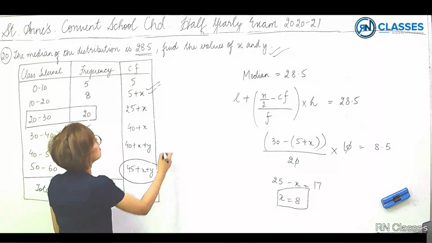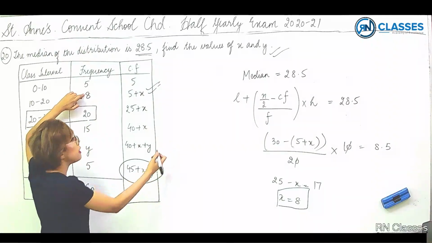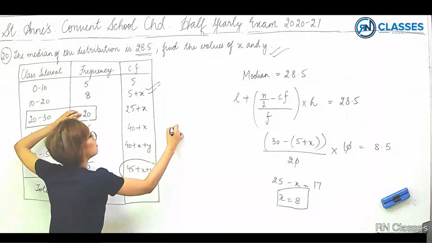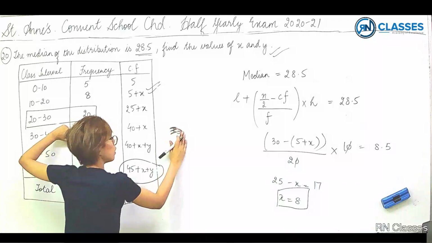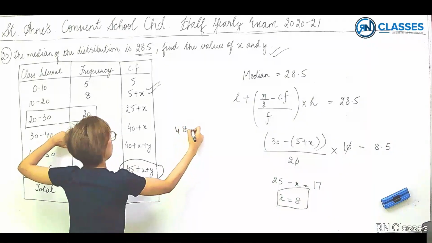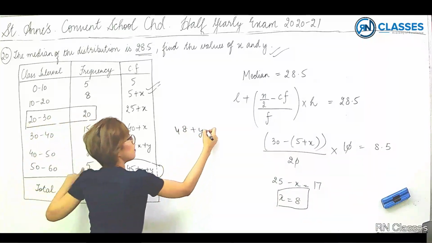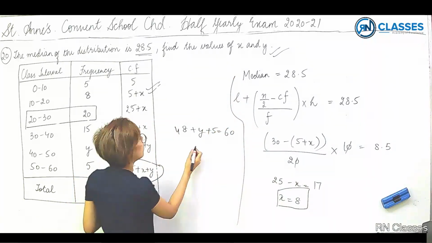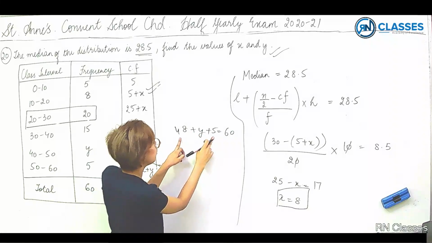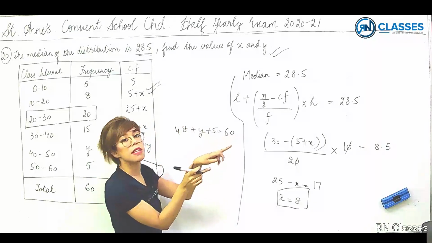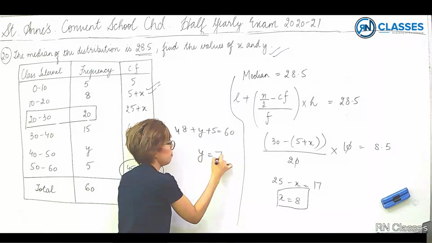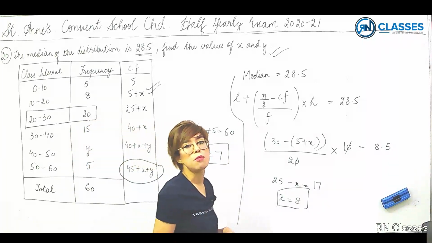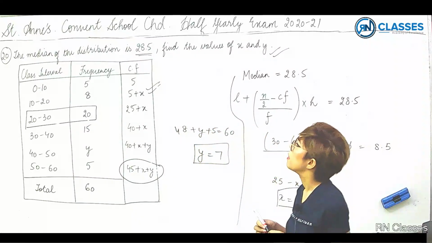So let's see. 5 plus 8, 13. 13 plus 20, that is 33. 33 plus 15, that is 48. 48 plus y plus 5 equal to 60. So this is 53 and 60 minus 53, that is 7. So y is equal to 7. Obviously this is just calculation work. I'm sure you are quite good at that.